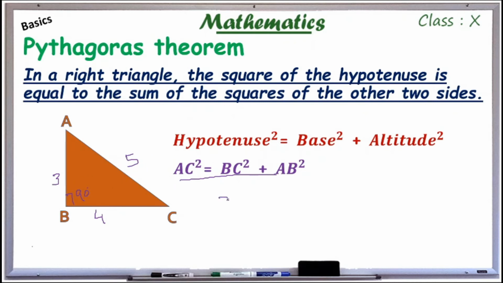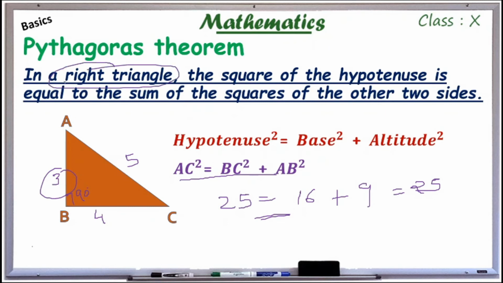Hypotenuse square is equal to 25. Base square: 4 into 4 is 16, and altitude square is 3 square, which is 9, and 16 plus 9 is also 25. So we can say that it is a right triangle. For a right triangle, hypotenuse square will be equal to base square plus altitude square.